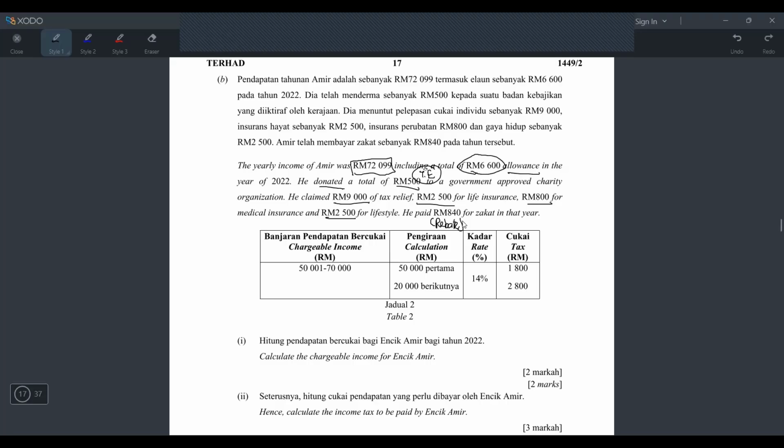So rebate, we usually don't tolak in the beginning. We tolak last kali. Okay, at the end only we tolak. Okay, wait. How can I make this disappear? Okay. All right. So now we do question one.